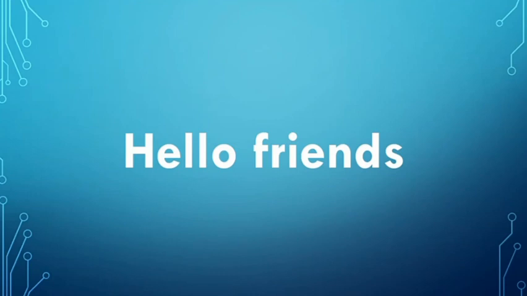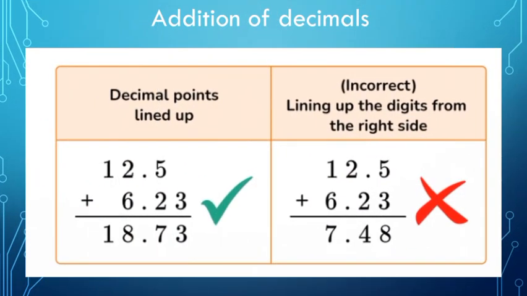Today we are going to learn about operations on decimals. So without any further ado, let's get started. First, addition of decimals. How will you add decimals? Let's take an example, 12.5 and 6.23.